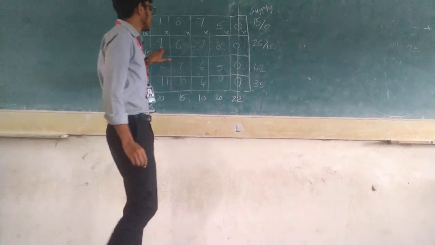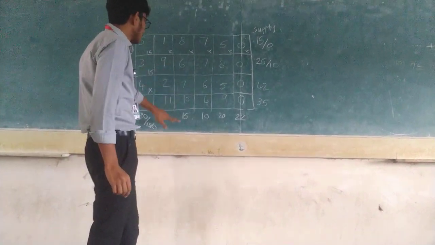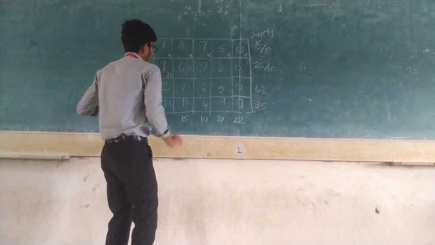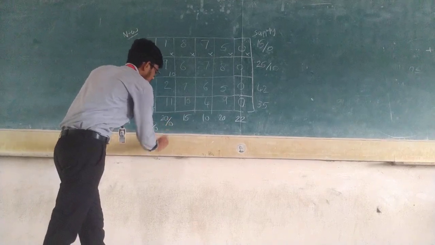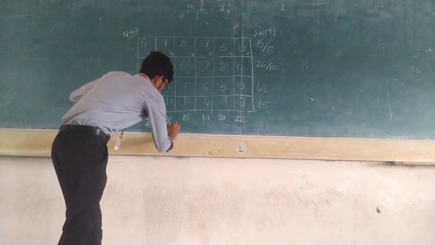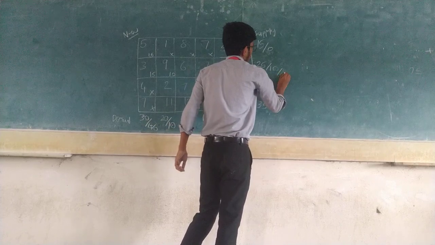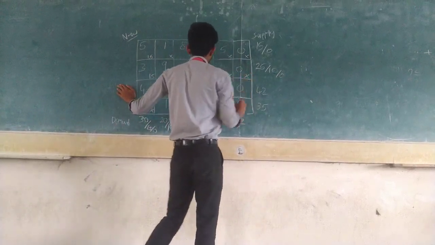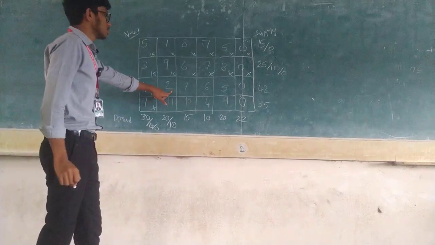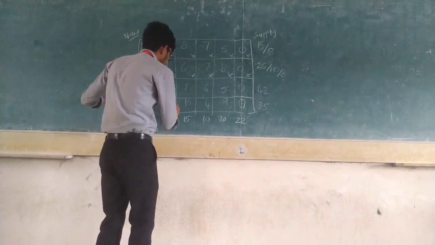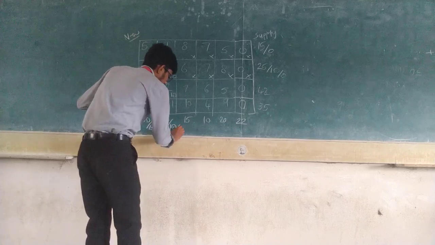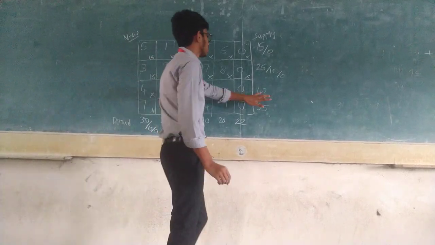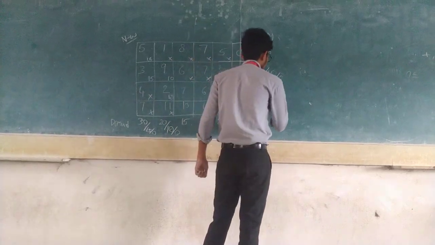And again I will take 9, and here the lowest number is 10. I will separate 10 from 20. 10 minus 10 is 0, so this row becomes 0. Again I will take 2, and here the lowest number is 10. 10 minus 10 is 0, and the column becomes 0. And in this row, 22 minus 10 is 12.